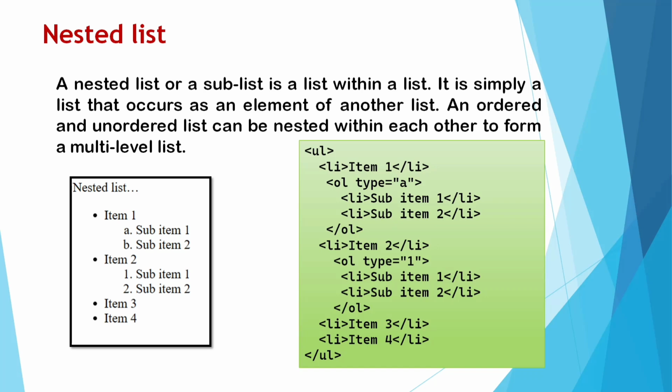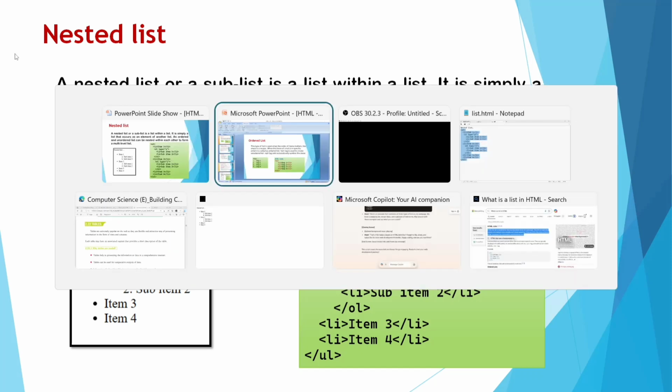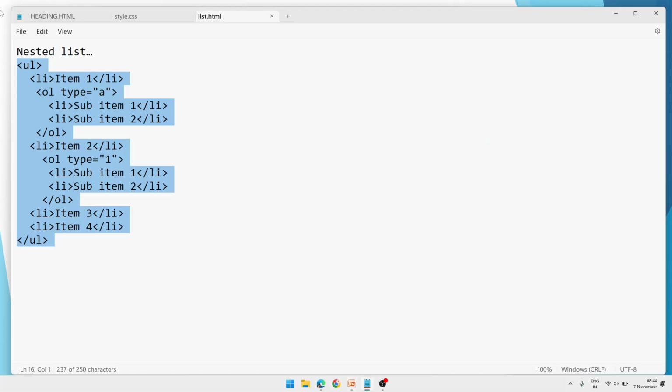So the code will be like that. First we are starting with the UL tag, then creating the first item. After that again an OL tag, inside the OL the items of that sublist, then we'll close OL and we'll continue LI. Like that we'll write the code. Now we will practice some code, especially style codes for the list. So let's go to the notepad.